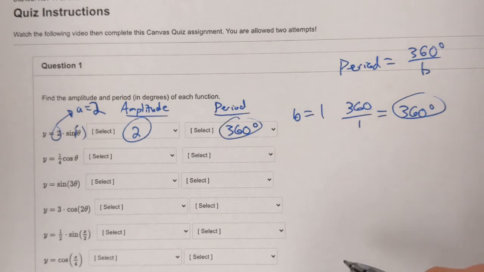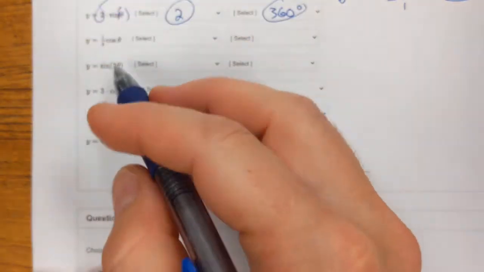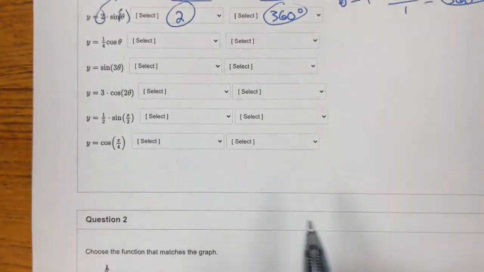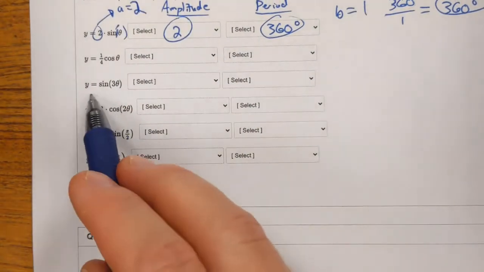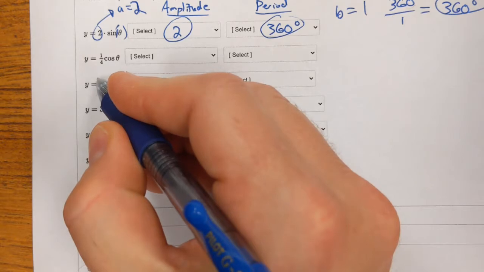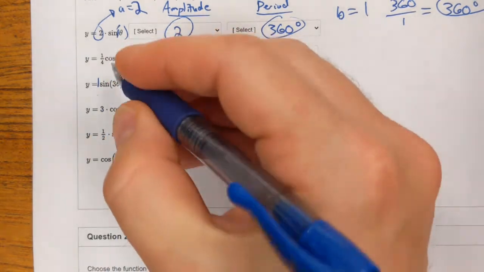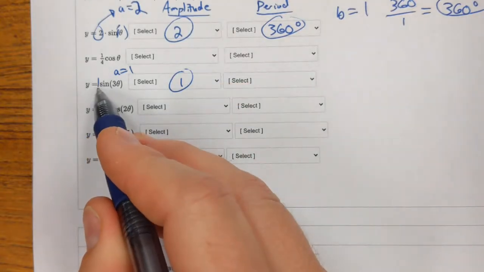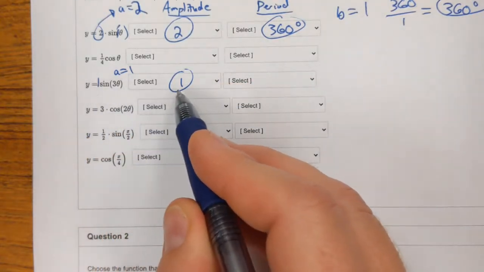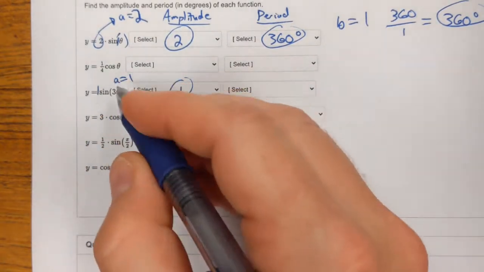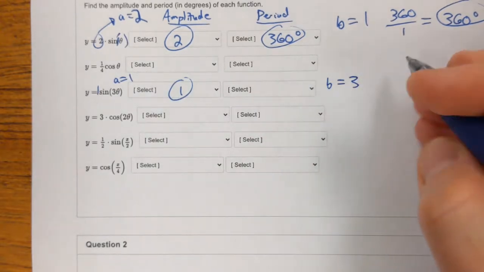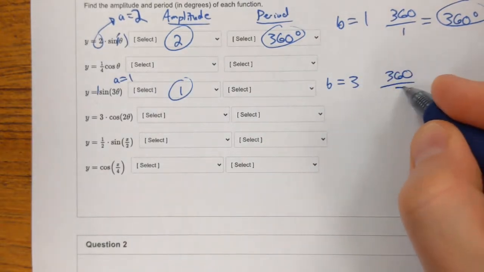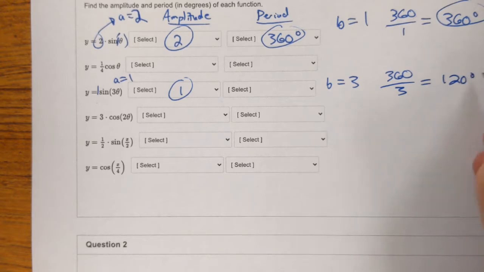Okay. Now let's scroll down to one that does have a b value, just to remind us here. In this case, there is no amplitude listed, but you could put an imaginary 1 there. Here you could say that a is equal to 1. There's kind of an invisible 1 that you can't see, but you can place a 1 there. But then here, since b is equal to 3, we would do 360 divided by 3, which is 120 degrees.